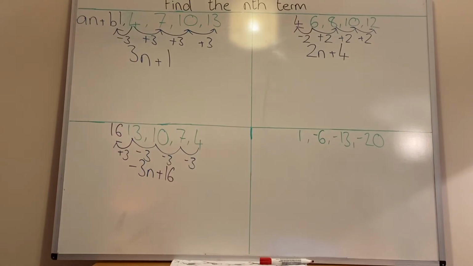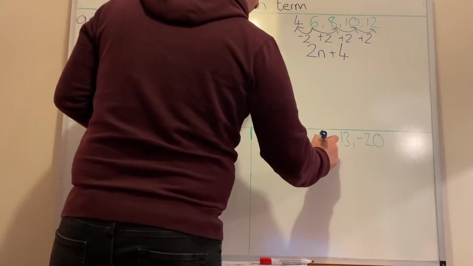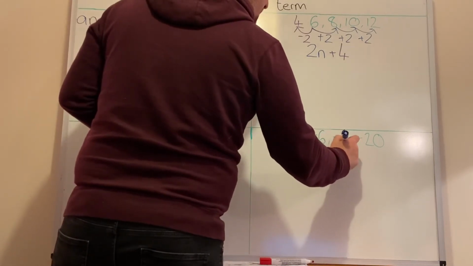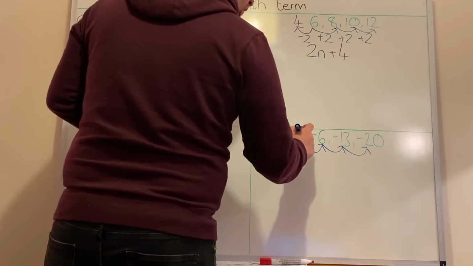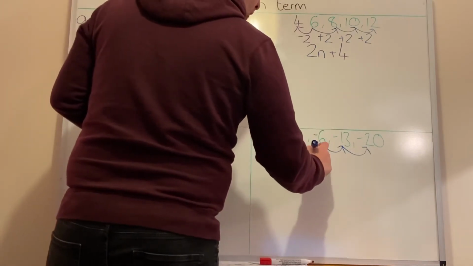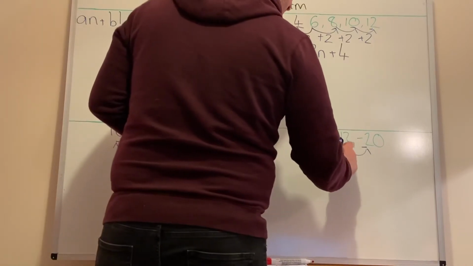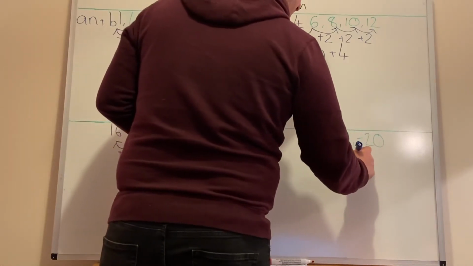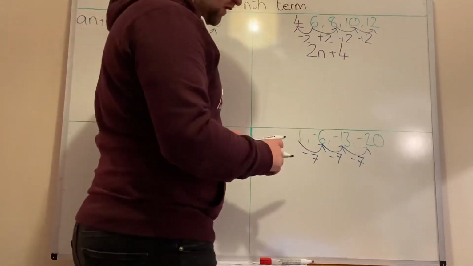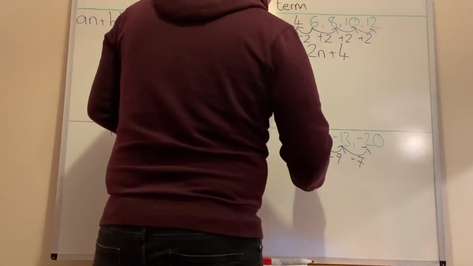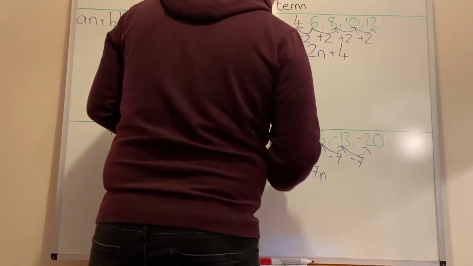Last one then. Again, we start off in exactly the same way. We need to find the term-to-term rule, what we do to get from one term to the next term. So to get from 1 to minus 6, we are taking away 7. Minus 6 to minus 13 is minus 7. Minus 13 to minus 20 is minus 7. So the minus 7, the term-to-term rule, goes in front of n. So it's minus 7n.